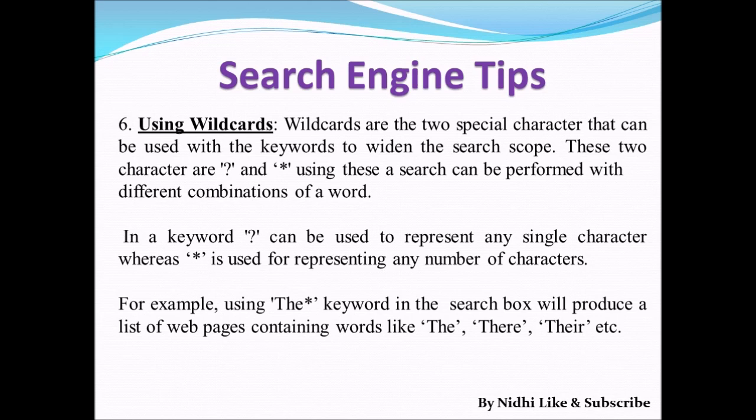And if you want to represent any number of characters, if you just remember the starting word and the remaining things you have forgotten, you can use the asterisk. It will search all the particular results related to that. For example, if we know only the word 'the' and after that we don't know, we can put a star, the asterisk, there, and then we can search. So it will give you the list of web pages that contain the, there and theirs. Okay, so this way we can search with the help of wildcards.